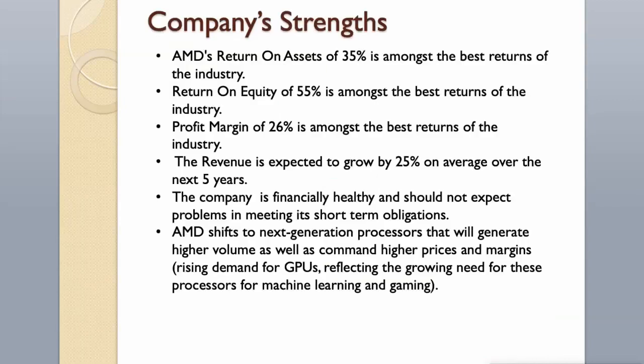Company's strengths. AMD's return on assets of 35% is amongst the best returns of the industry. Return on equity of 55% is amongst the best returns of the industry. Profit margin of 26% is amongst the best returns of the industry. The revenue is expected to grow by 25% on average over the next 5 years. The company is financially healthy and should not expect problems in meeting its short-term obligations. AMD shifts to next-generation processors that will generate higher volume as well as command higher prices and margins, rising demand for GPUs, reflecting the growing need for these processors for machine learning and gaming.